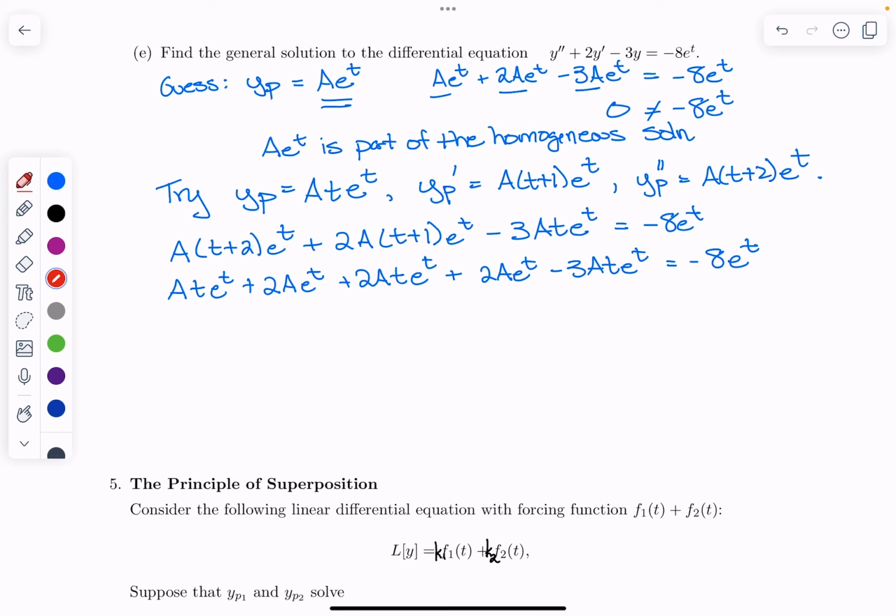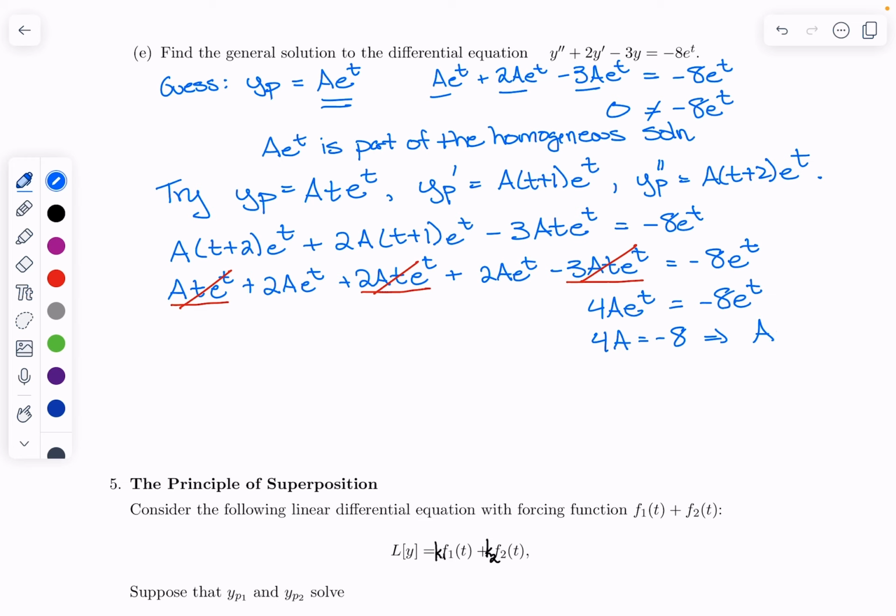So I have an at e to the t, a 2at e to the t, and a minus 3at e to the t, and those all end up canceling out. So what's left is 2a e to the t plus 2a e to the t, or 4a e to the t, is equal to negative 8 e to the t. That tells me that 4a must be negative 8, or a must be negative 2.